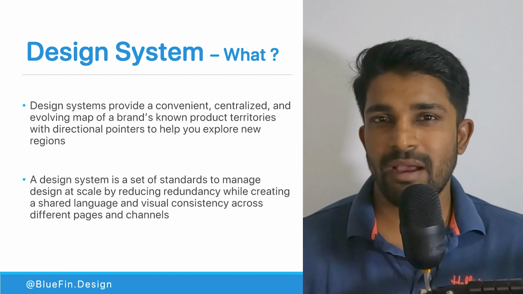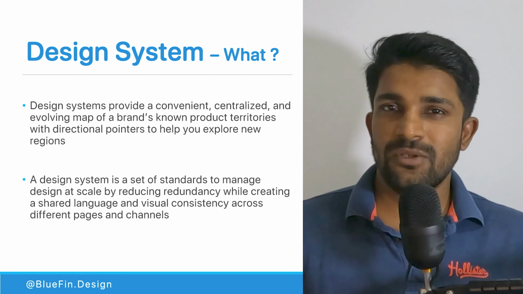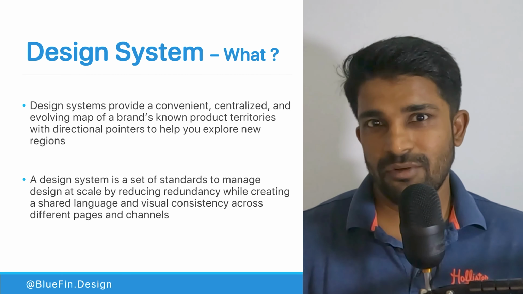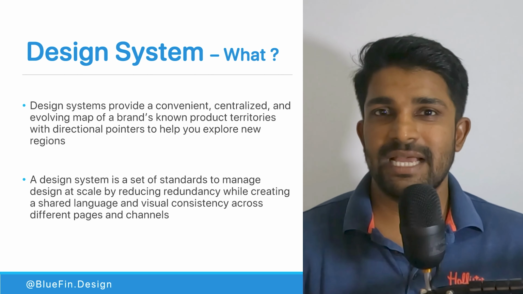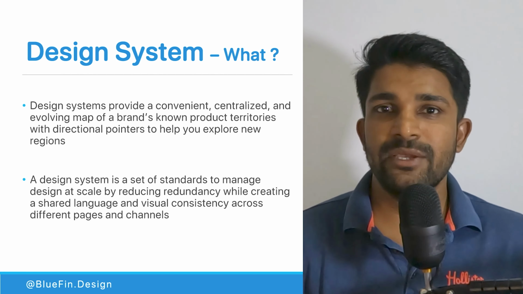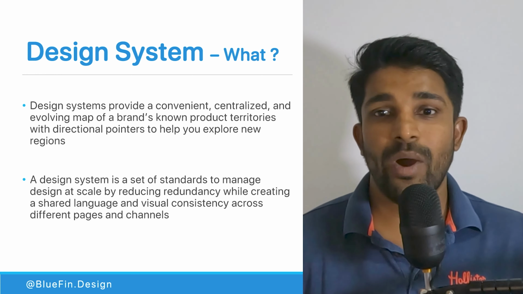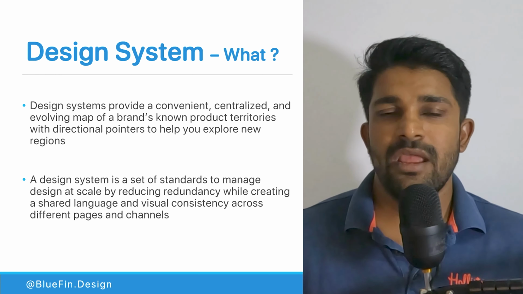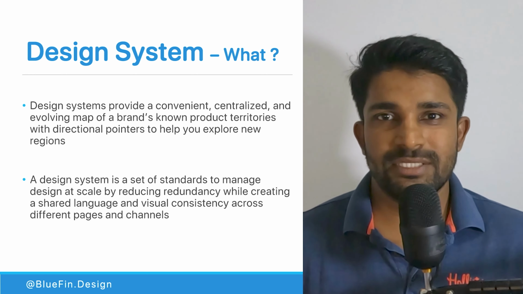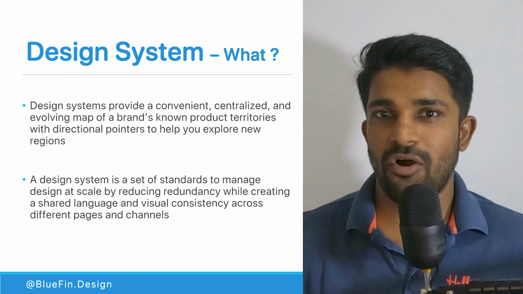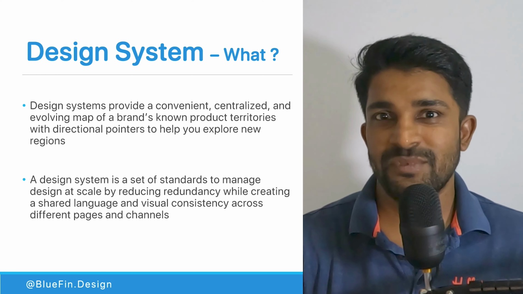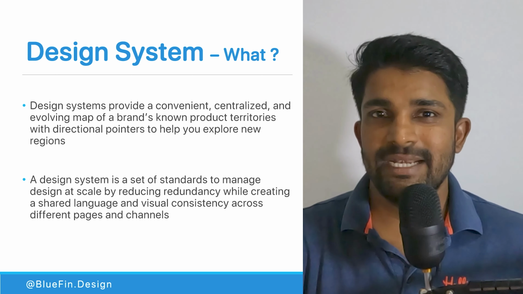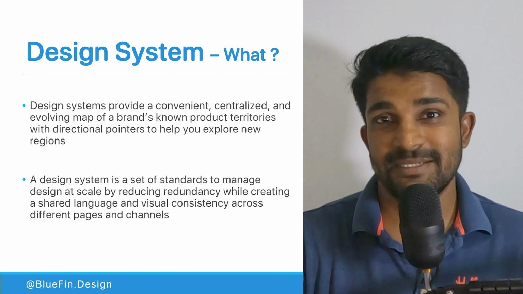This may be a bit tough to understand, so let's look at the other one. A design system is a set of standards or rules to manage design at scale by reducing redundancy, while creating a shared language and visual consistency across different pages, and not just pages, like different channels of the brand's presence. So I hope like this gave some insight into what a design system really is.